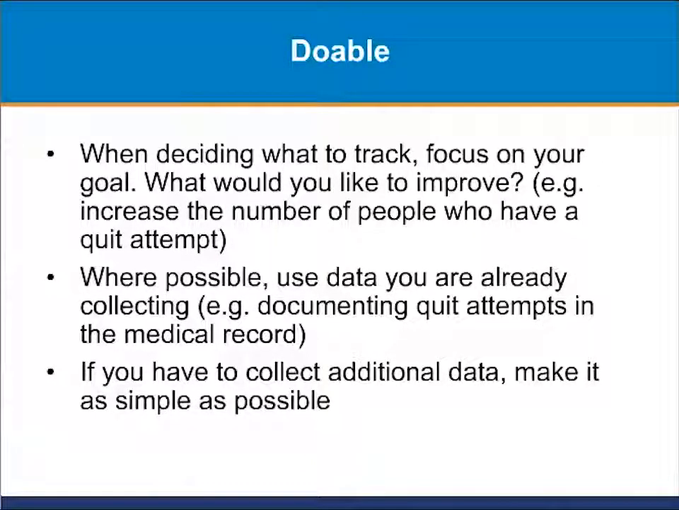So if you want to increase the number of people who have a quit attempt, where can you capture that information easily? For example, if you are already collecting data, if you have a medical record that documents quit attempts, or you have a survey that you're using quarterly with consumers that documents this, just think about where you might already have existing data that you can use for this purpose, because that will be your most doable measure. If you do have to collect additional data, just make sure it's as simple as possible.